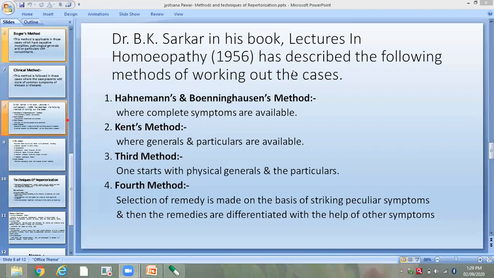So when we get such a symptom in the case, then with the help of that symptom, we can find out the group of simillimum, and then we can differentiate the medicines from that group with the help of other symptoms from the case.